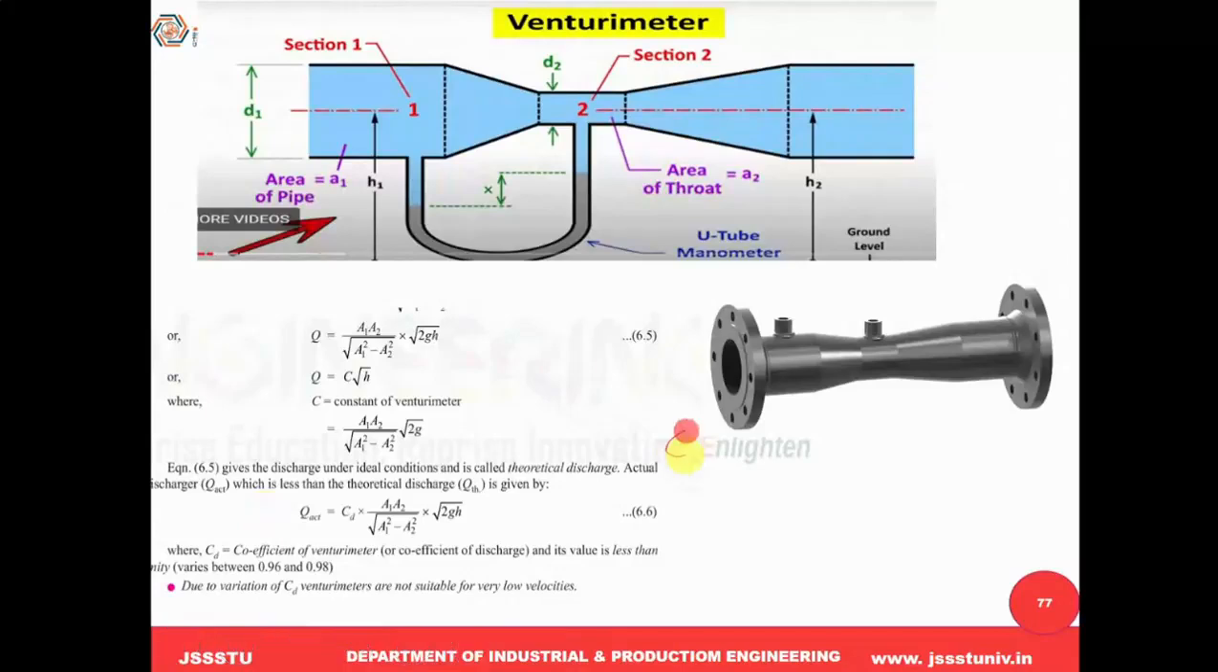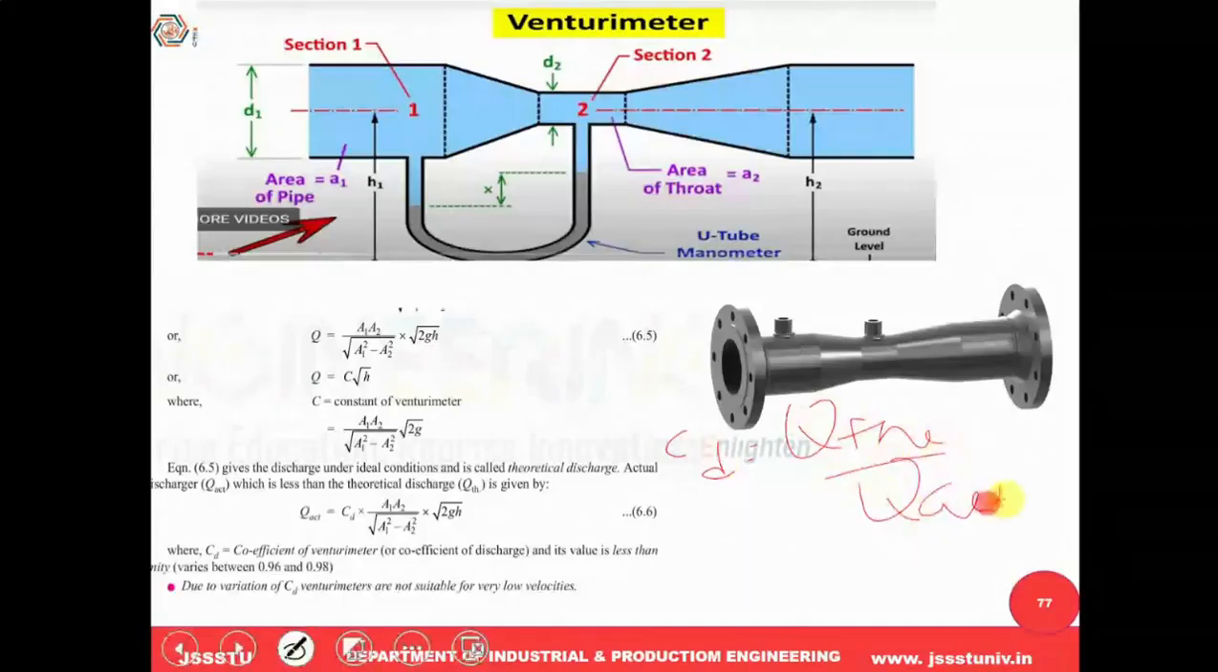Tell me, I told you CD is nothing but the ratio of actual discharge to theoretical discharge. Now tell me, what is the maximum value of CD? What will be the maximum value of CD? 1. Good. How is it 1? If theoretical and actual are both the same, it becomes 1. Yes, super.